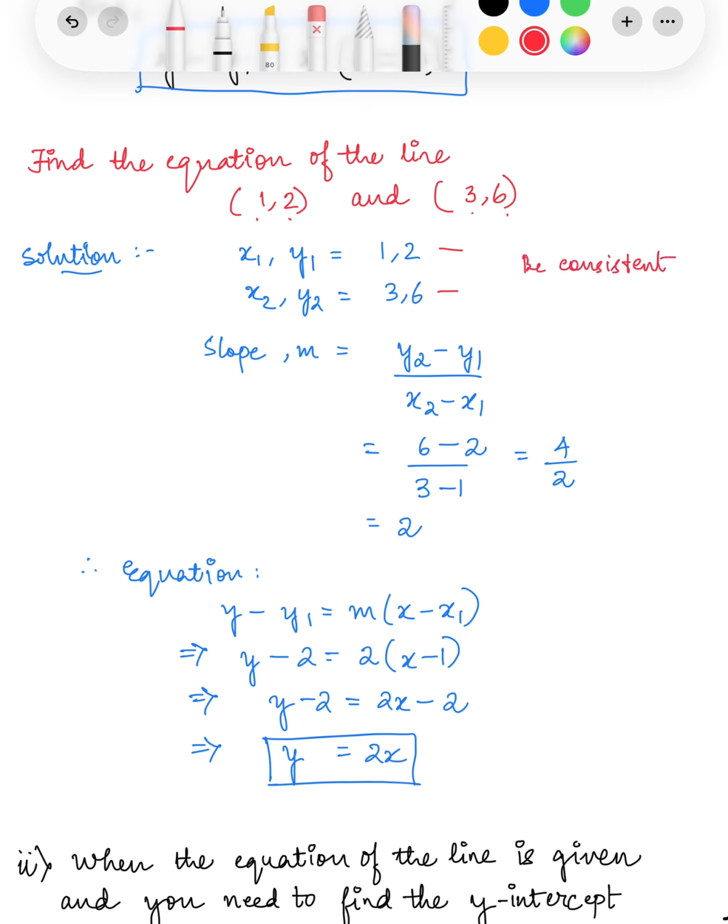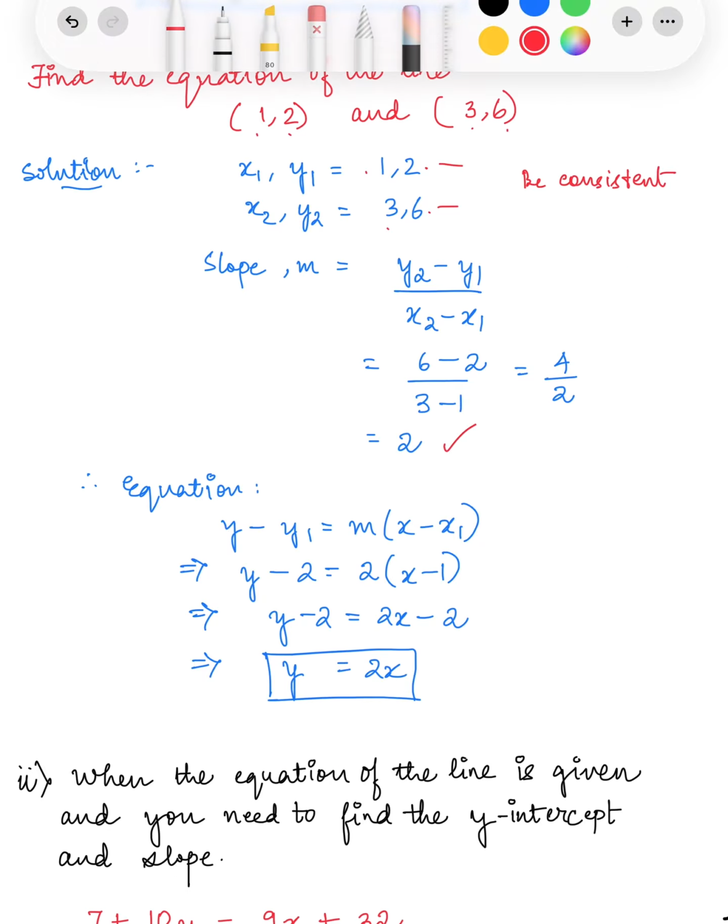Now we have to find the slope. So it is y2 minus y1 by x2 minus x1. So basically 6 minus 2 divided by 3 minus 1. So it's 4 by 2, that is 2. Now how do we find the equation?